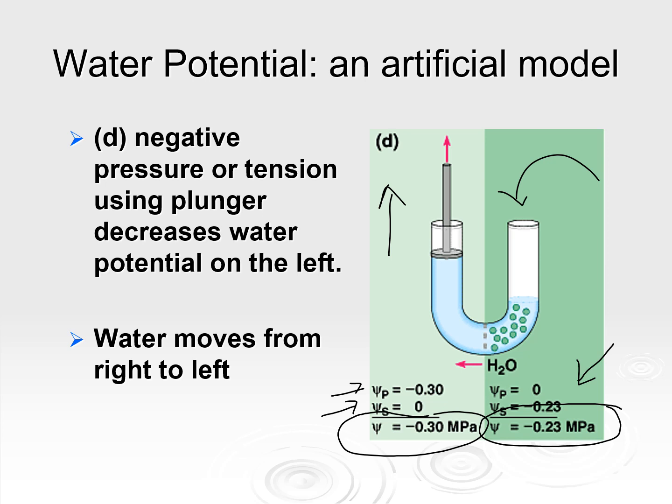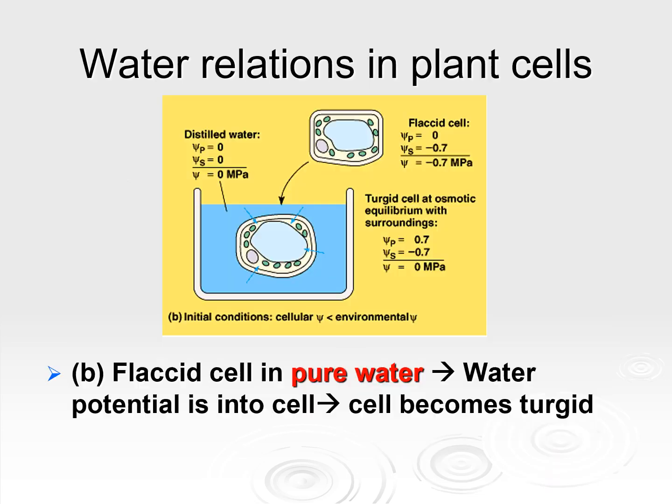And this is honestly where I always get stuck and where the most mistakes are made. So if we look at those two numbers closely, which of those two numbers is less and which of those two numbers is more? Well, that's right, they're both negative, so that means that negative 0.23 is more than negative 0.3, and so water would move in this direction from left to right. So those are all examples of adding water potential in that tube, but what happens in cells? Well, let's take a look.